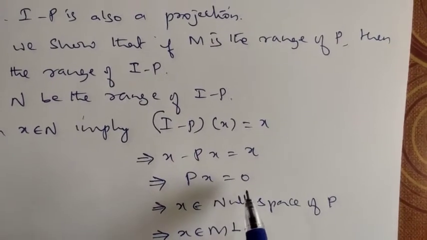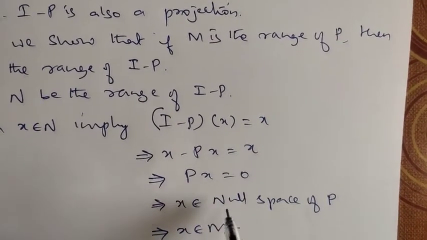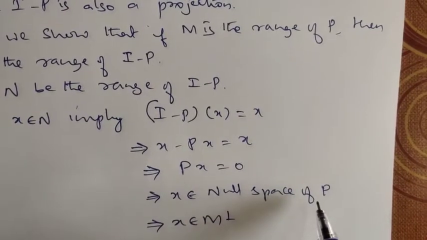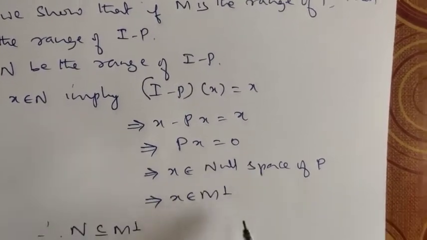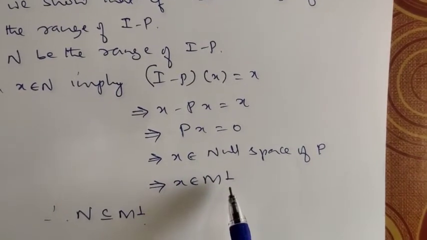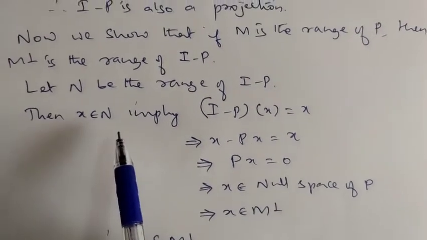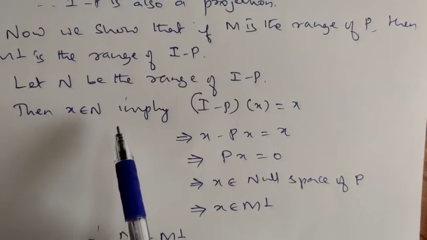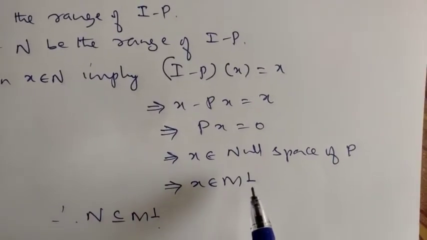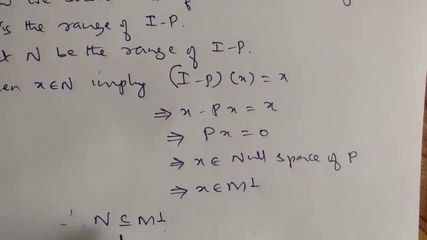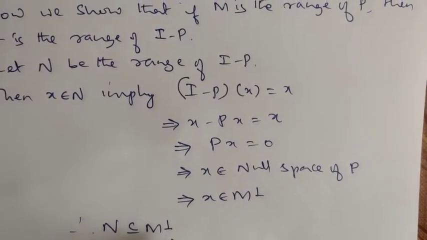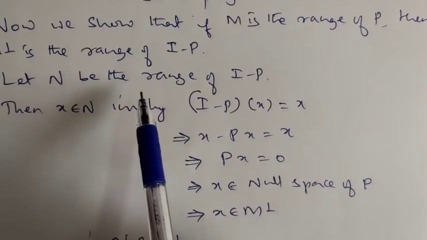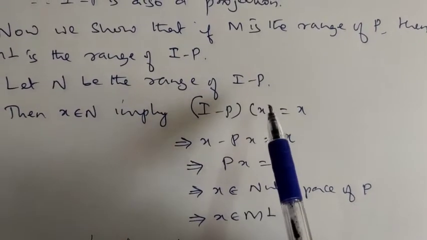Now P of X is equal to 0 implies what? X belongs to the null space of P. What is the null space of P? Null space of P is nothing but M perp, which means X belongs to M perp. Now we have taken X belongs to N and we have shown that X belongs to M perp. Therefore N is contained in M perp. N is the range of I minus P.